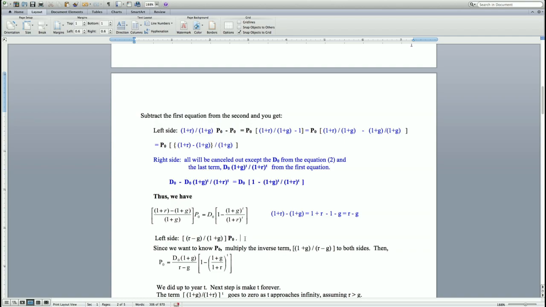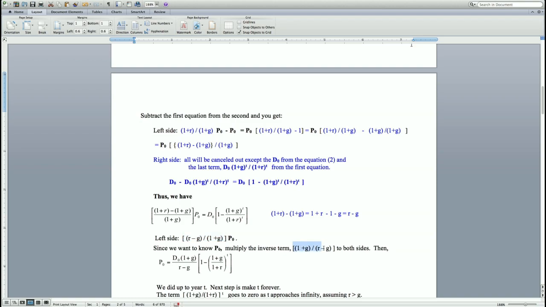And we want to know not this guy, but we want to know p0. That means we have to take care of this, r minus g over 1 plus g. How can we take care of this? Just multiply by the inverse one. If we multiply by 1 plus g over r minus g, then the numerator and denominator will cancel each other out. Okay? This is r minus g over 1 plus g. What we do is multiply by the inverse term, 1 plus g over r minus g.